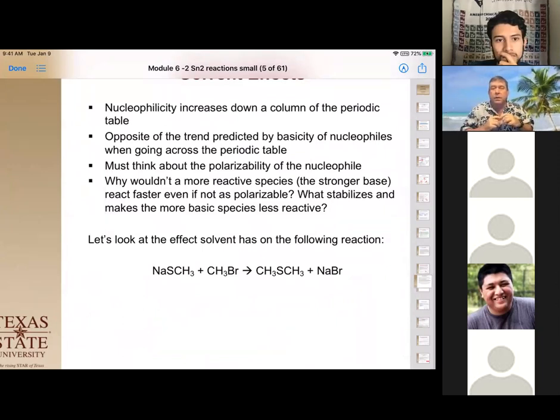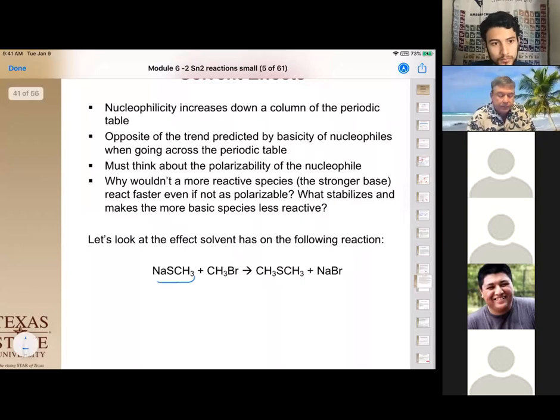Okay, so we need to think about polarizability of that nucleophile. The further away those electrons are from the center, the more polarizable it is, and therefore the more that it can be stabilized in that system. So let's take a look at this nice little system. We have something big and polarizable, and it has a negative charge on it here, and we're displacing it here. So we're not looking at sterics. All we're looking at is the nucleophilicity of the charged sulfur species.